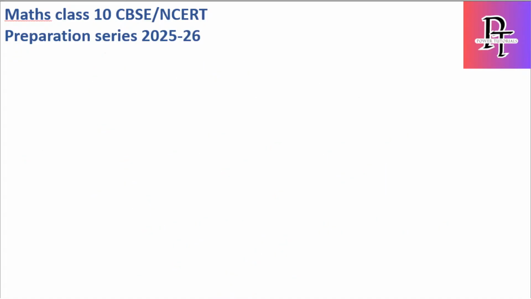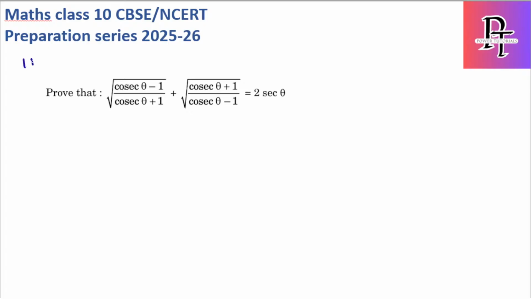Let's move to the 11th question. They're asking to prove root of these terms is equal to 2 secant theta. Okay, let's solve this. So here also is easy, just take LCM first, and you can solve it much easier. So before that, hope everyone knows root of a by b can be written as root of a by root of b. Okay, so the same concept I'm using here.